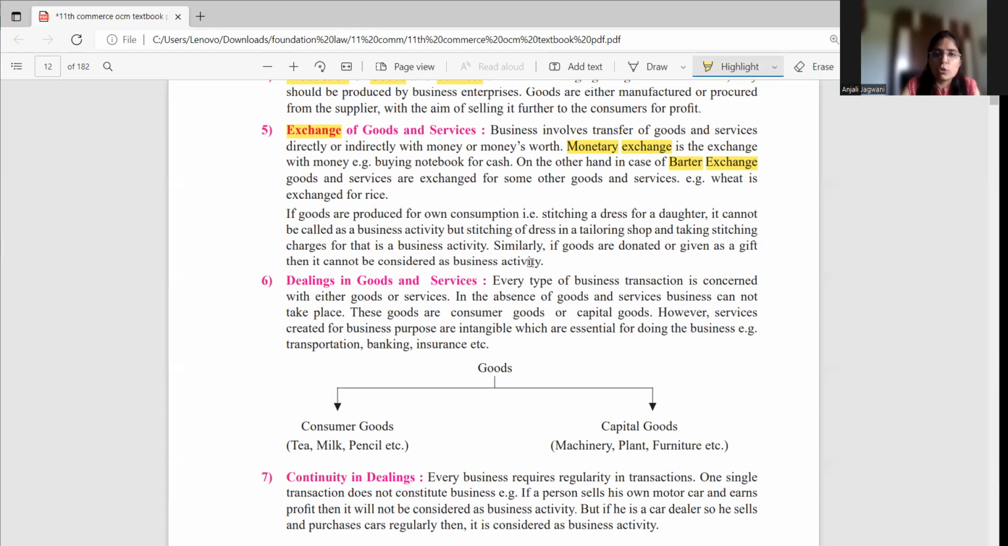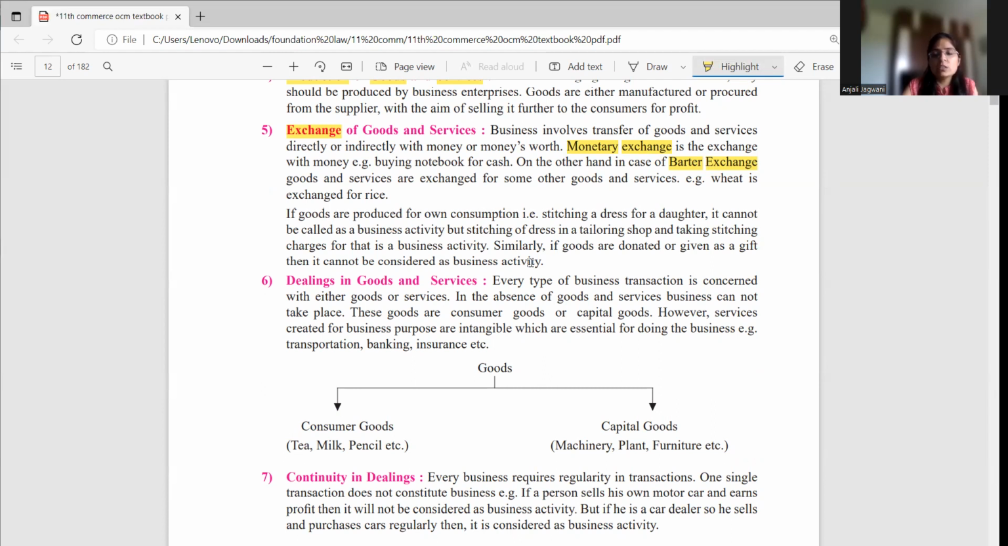If you're stitching a dress for yourself, or you're doing some activity for yourself, or you're just donating or gifting someone, then that is not a business activity, because donating or gifting does not involve any monetary consideration which is going to come in return. So that is not a business activity. That is just a deed of charity that you're doing. You're exchanging things or something like that.